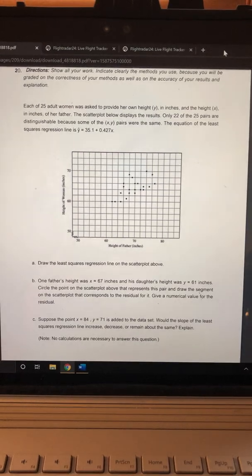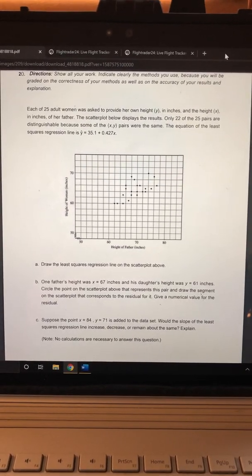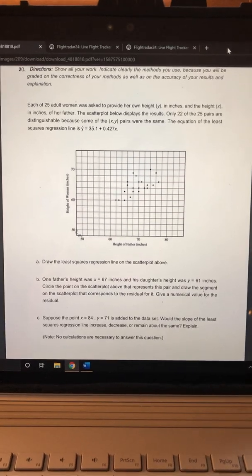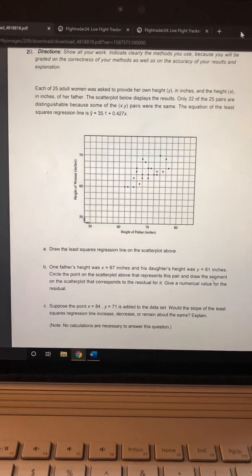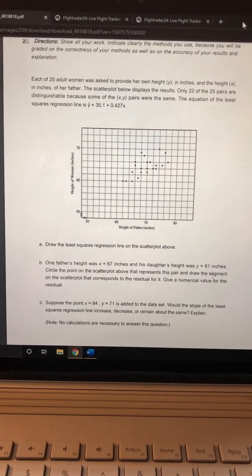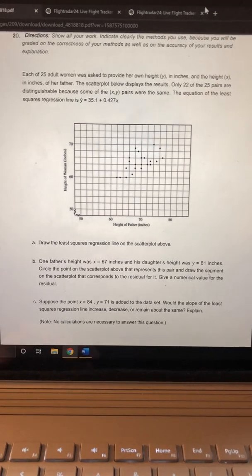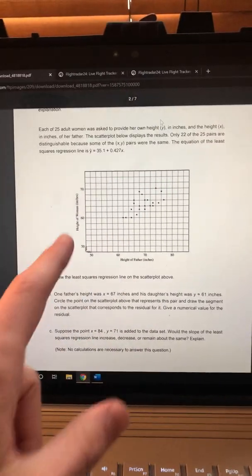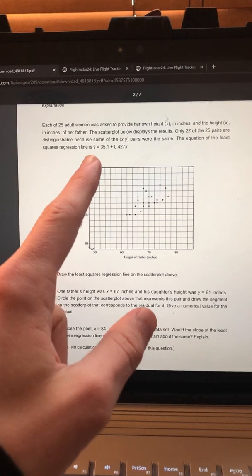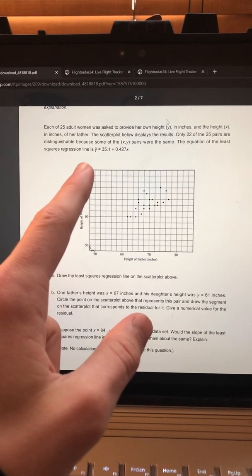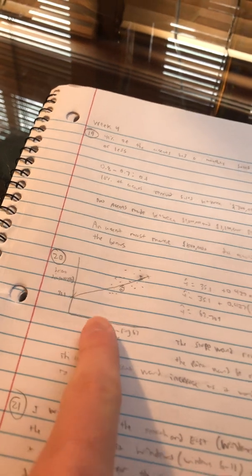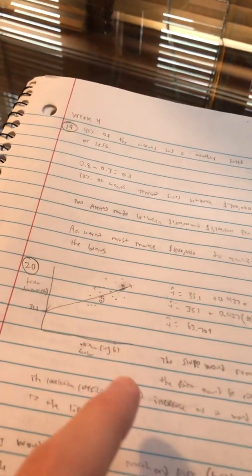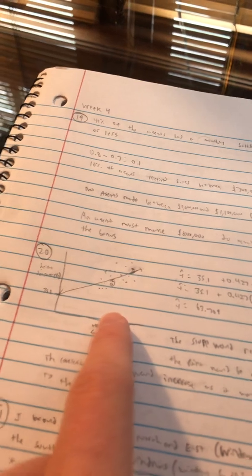The equation of the least squares regression line is y hat equals 35.1 plus 0.427x. Part A. Draw the least squares regression line on the scatter plot above. So using the equation for the least squares regression line, I just kind of do a sketch of the graph, draw it, which is pretty much in the middle of all the points.